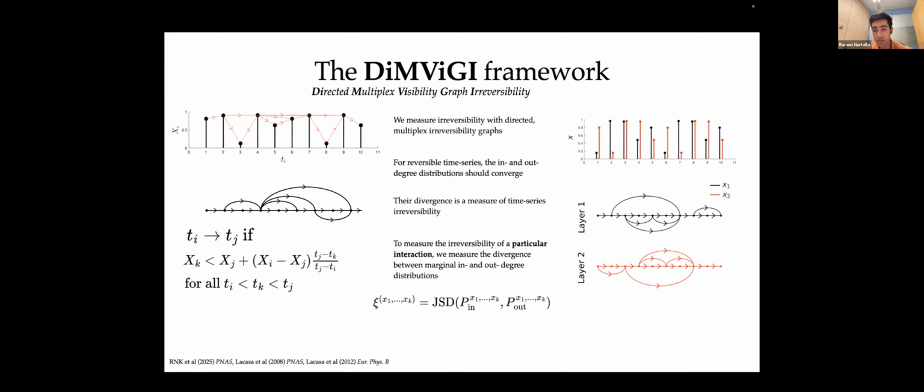We extended this to the multivariate case by building a multi-layer graph where each layer corresponds to a variable. And then you have a joint degree distribution across your layers. And so if you're interested in the interaction between a particular set of k variables, you just have to calculate the in and the out degree distribution joint over those k layers and measure the divergence. And that's a measure of irreversibility of those particular k variables.